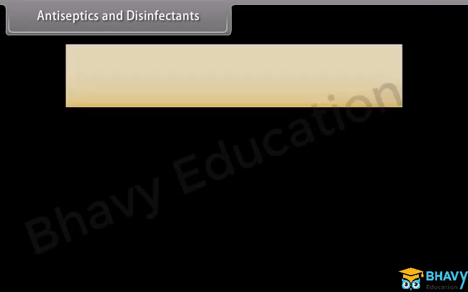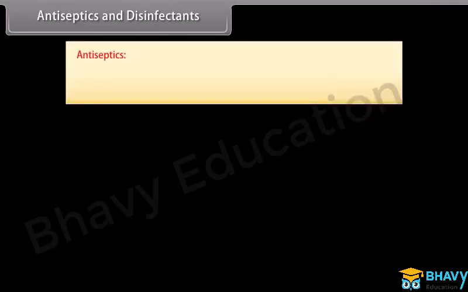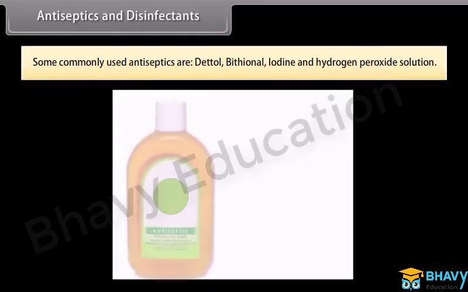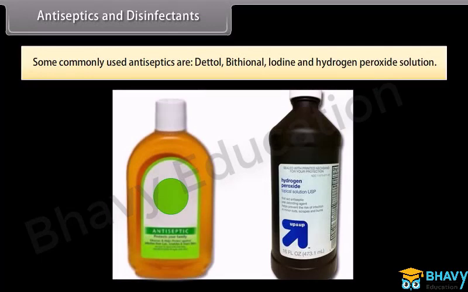Antiseptics and disinfectants. Antiseptics. Chemical substances which prevent the growth of microorganisms or kill them but are not harmful to living human tissues are called antiseptics. Antiseptics are applied to living tissues. These are applied to wounds, ulcers, and diseased skin surfaces. Some commonly used antiseptics are Dettol, bithionol, iodine, and hydrogen peroxide solution.